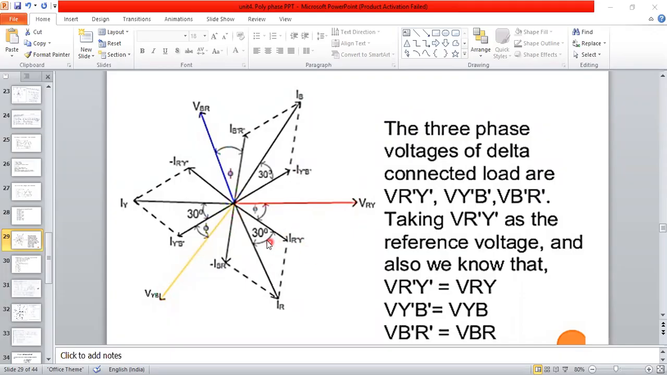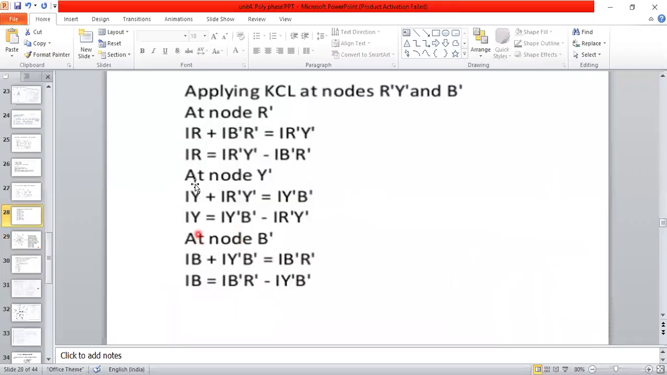First we have to draw the phase currents, then extend them in the opposite direction. I am also saying how to draw it; if I just showed a diagram and said this is the phase current and this is the line current, it would not be understood. Is it clear now? Up to here, these 6 currents we have identified: positive, negative, positive, negative, positive, negative. Next, according to our formula, IR equal to what? IR'Y' minus IB'R'.